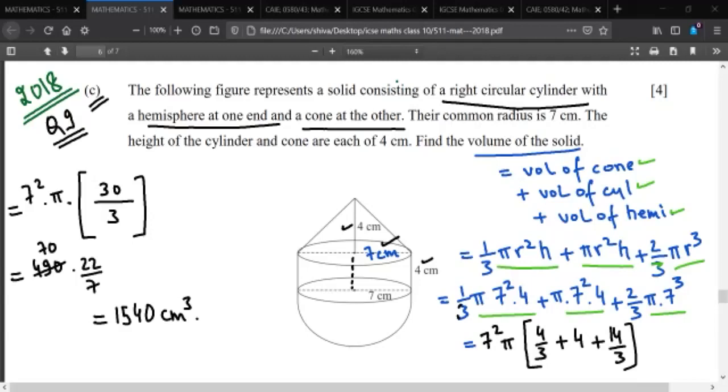For example, in this case, I took 7 square and pi common. So 4 by 3 plus 4 plus, when I take 7 square pi out, I'll be remaining with 14 by 3. I add these, I get 30 by 3, and the final answer that I get when I reach this step would be 495. And if I take the value of pi to be 22 by 7, the final answer would be 1540 centimeter.